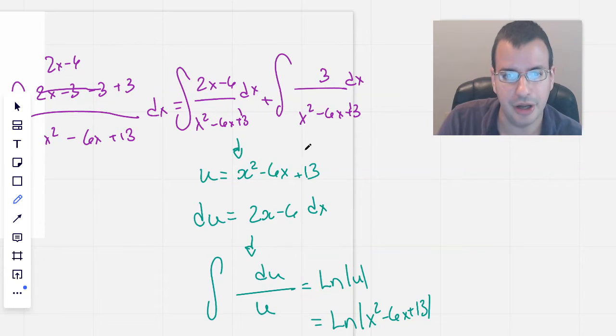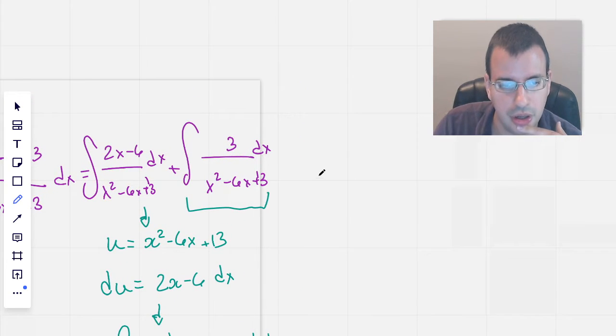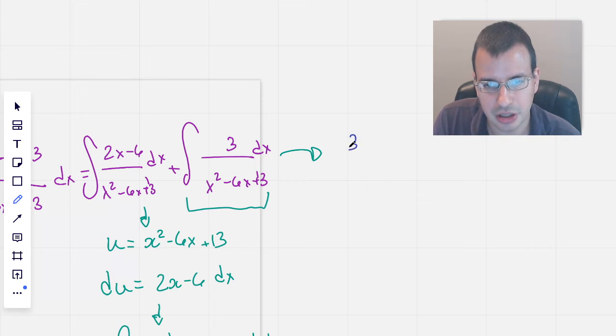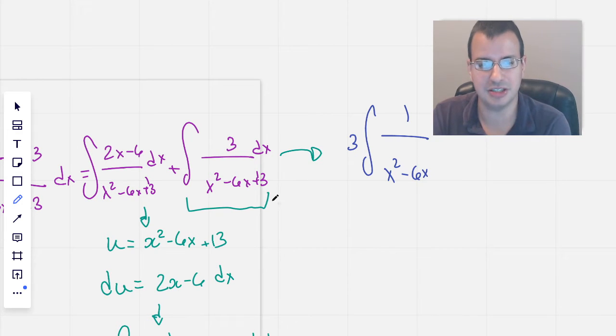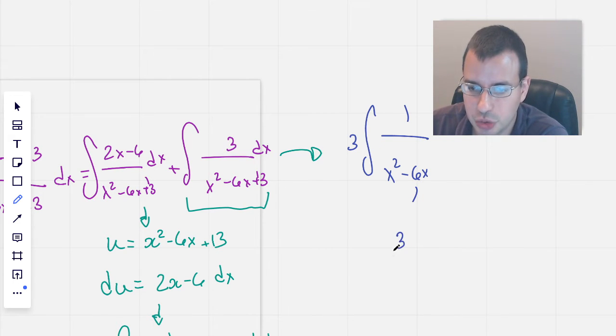Okay, so now we got that part done. So now we want to see how to do this one. I'm going to do what's called completing the square. So to do this, I'm going to call this 3 times the integral of 1 over x squared minus 6x. Now I want to make this a square. So what I do is I take this number, divide by 2, which is, it's actually negative 3. Square it gives me 9. So I want this number to be 9 over here.